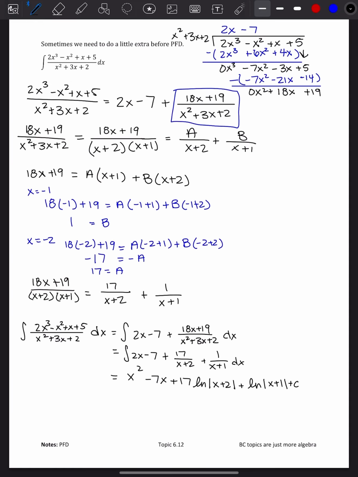So the only big difference here is we may have to do some polynomial division to make the problem a little bit more manageable to do that partial fraction decomposition, and then go from there. Otherwise, we get too big of a function here. I can deal with 2x cubed minus x squared plus x plus 5, but it might lead to some weirdness, so we want to get rid of that extra bulk in that problem.